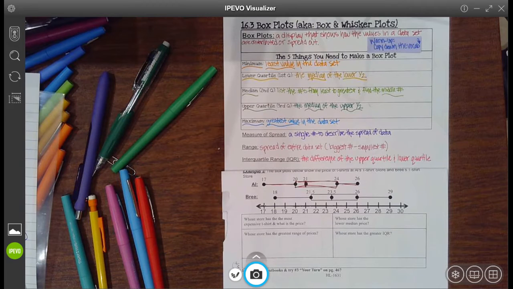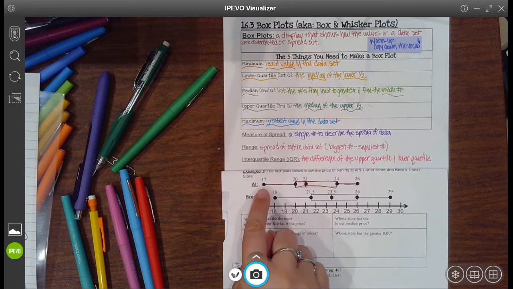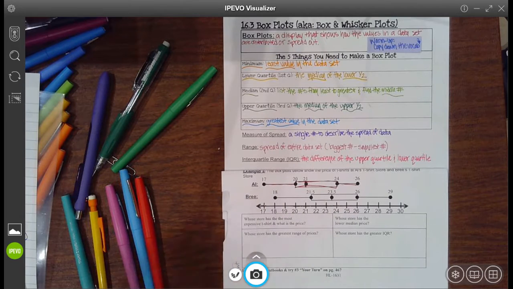Sometimes they might ask you about the measure of spread. The measure of spread is a single number used to describe the spread of data. And so the one we're familiar with is the range. That's the spread of the entire data set, where you take the biggest number minus the smallest, so the maximum minus the minimum.